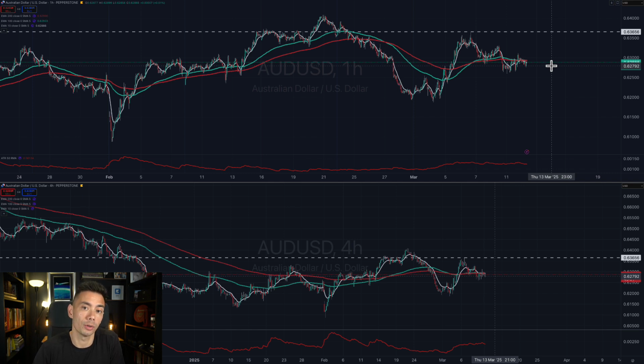And what we're going to look at in this video is the technical pictures and the technical levels that potentially are going to come into play over the trading day ahead, or the coming trading day or two ahead. So it's a much shorter term view on the markets.